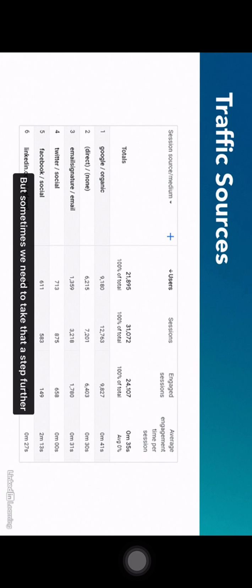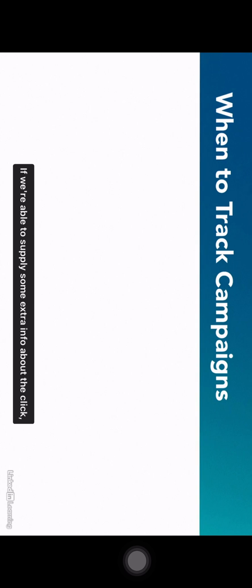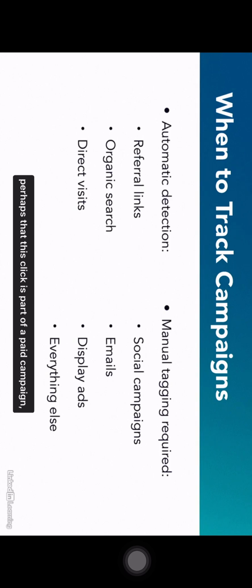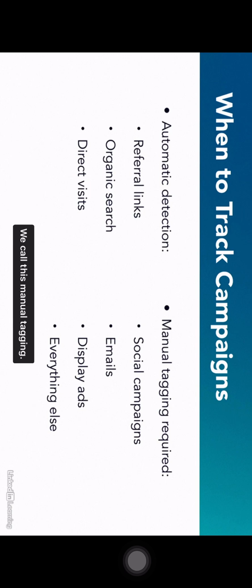But sometimes we need to take that a step further and make it really powerful. If we're able to supply some extra info about the click, perhaps that this click is part of a paid campaign or an email or social media post, well, how does Google know that? Well, we have a way of doing that, and we can tell Google Analytics to track that extra info. We call this manual tagging. Let's look at an example here.